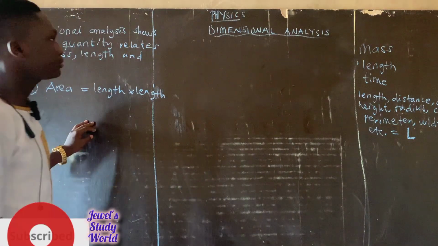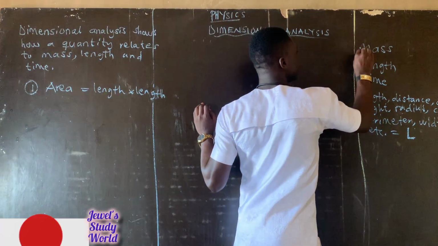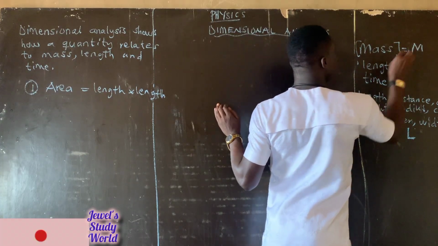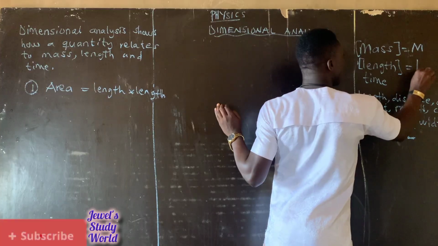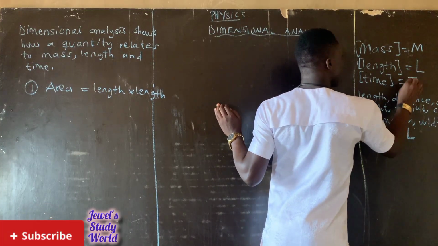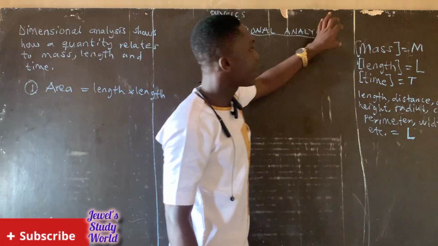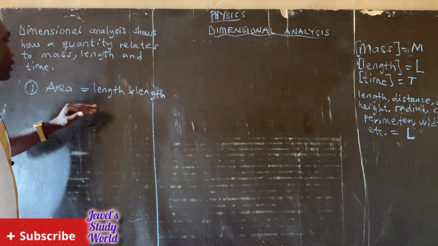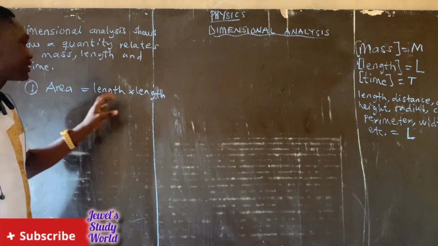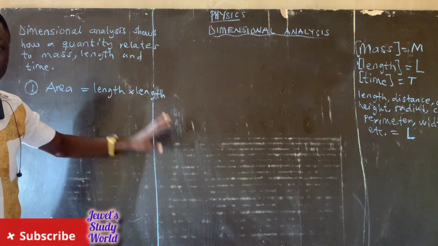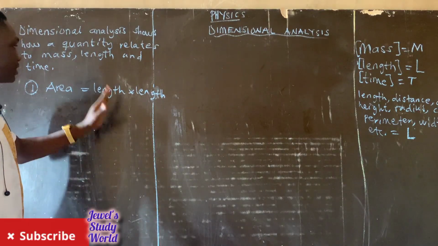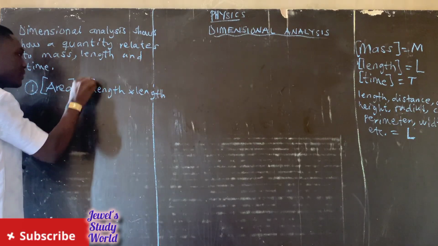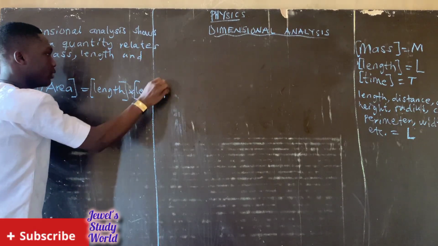Now, the dimension of mass here is capital M. The dimension of length is capital L, and the dimension of time is capital T. So put the quantities in square brackets before you write the dimension. Now, to find the dimension of area, you first have to find the formula for the area. Here I chose the area of a square, so it is length times length. The dimension of area is equal to the dimension of length times the dimension of length.